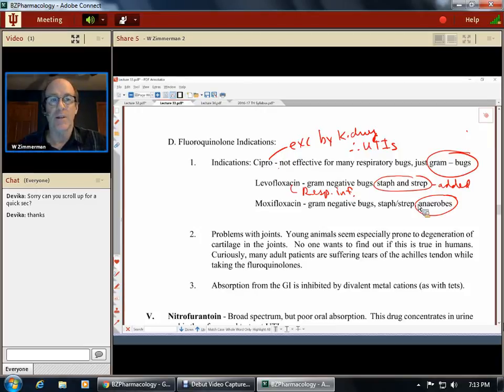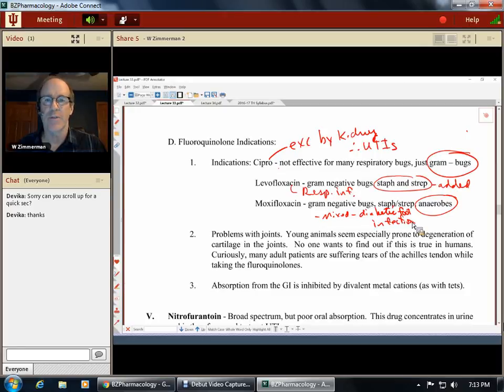Quite often, if you've got a mixed infection, like a diabetic foot infection, you've got to cover anaerobes, but you also want to get the staph, the strep, and the gram negatives. So, interesting drugs, very heavily used. Problems with joints. Young animals seem to be prone to degeneration of cartilage in the joints. They knew this right off the bat before the drug was marketed. They also knew how great these drugs were.